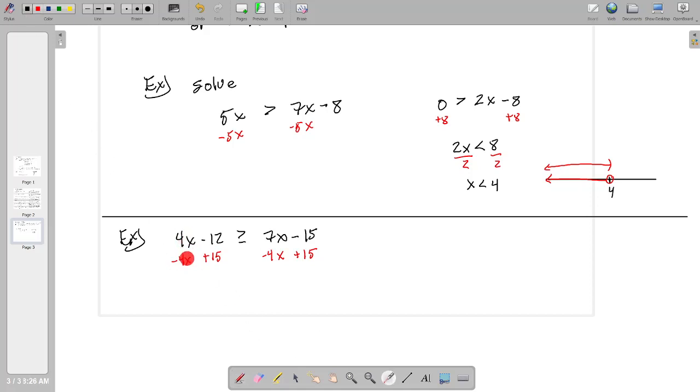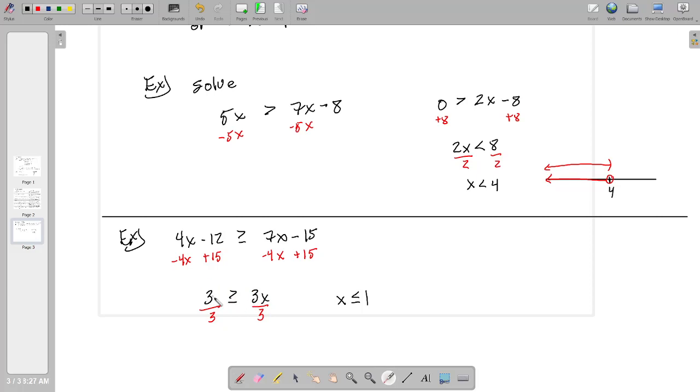Here, 4x minus 4x, so I have no x's on the left anymore. And then negative 12 plus 15 is 3. And then I have 7x minus 4x is 3x. And negative 15 plus 15 is 0. So then I multiply by 1/3 on both sides, or divide by 3, same thing. And we get that x is less than or equal to 1. Again, I flipped my inequality. I flipped the sides of the inequality as well.